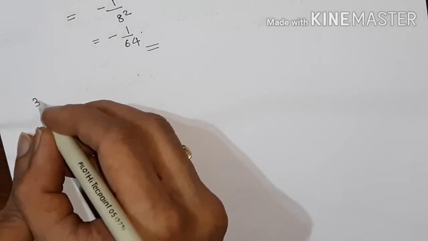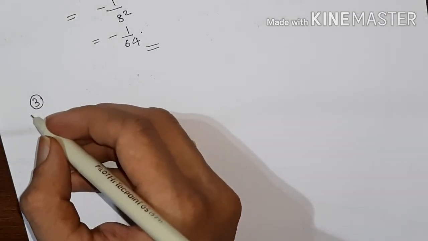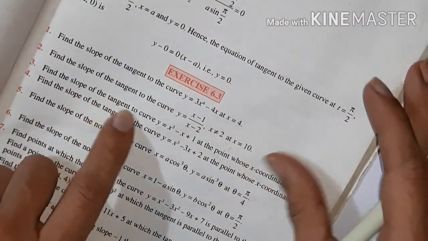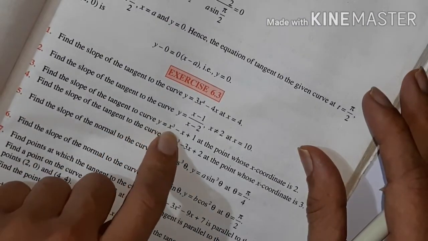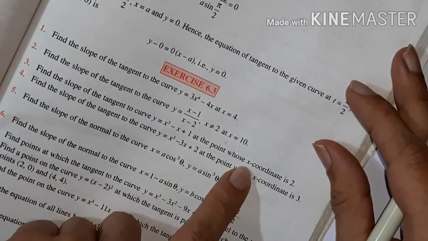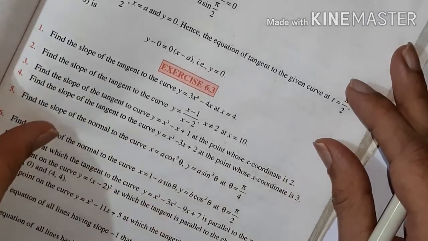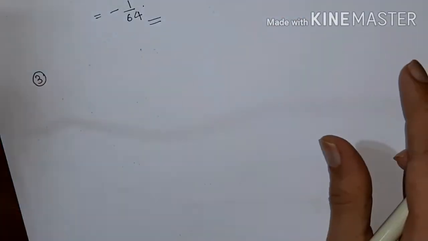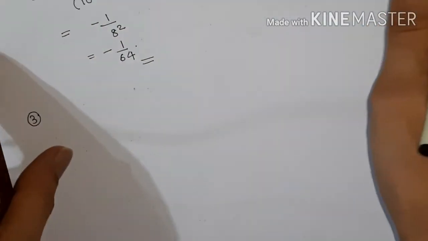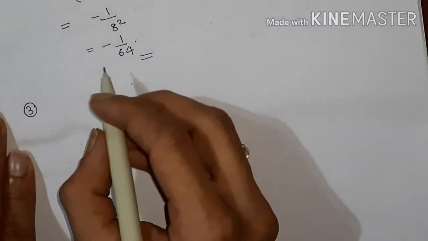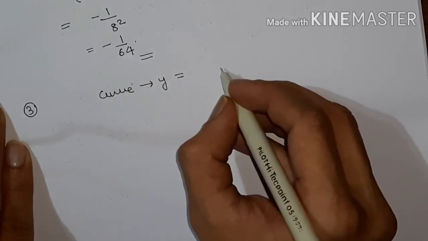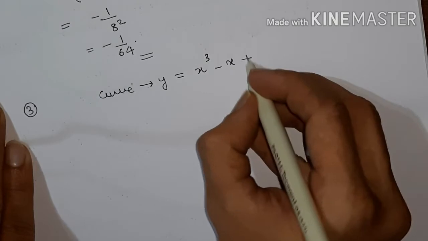Now let us go to the third problem. The third problem is: find the slope of the tangent to the curve y equal to x cube minus x plus 1 at the point whose x coordinate is 2. It is the same method. You have to find the slope, but the only thing different here is that the x coordinate is given as 2. So the curve given is y equal to x cube minus x plus 1.